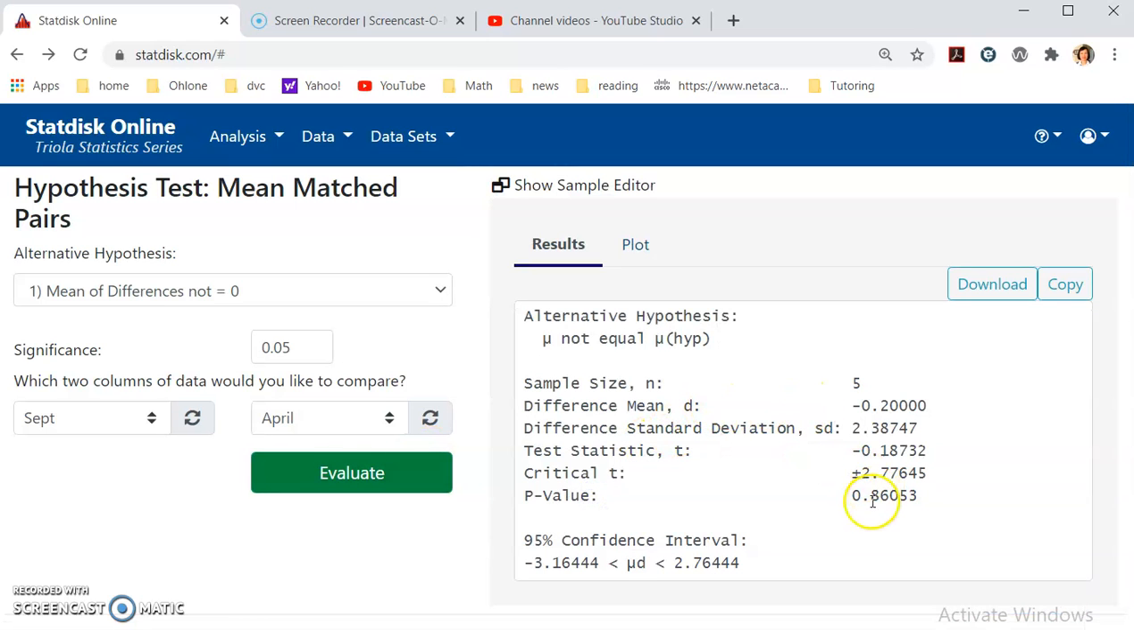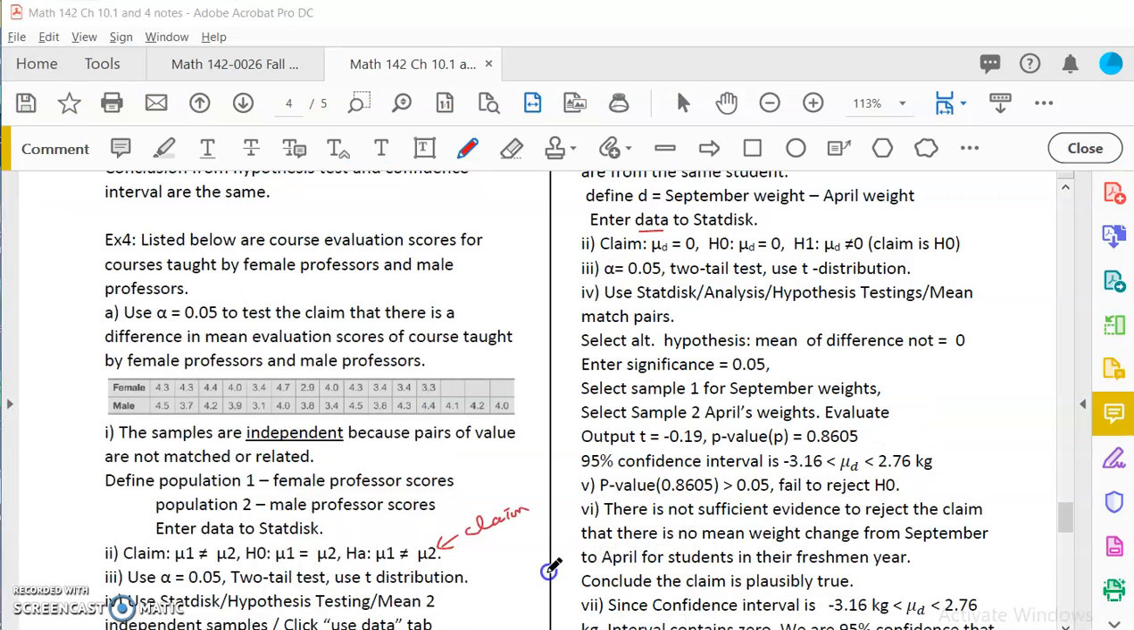So the test statistic should be negative 0.19. The p-value is 0.8605, to four places, and the 95% confidence interval is negative 3.16 to 2.76. So the difference could be as low as negative 3, as high as 2.7, and you can see that 0 is contained. So let's go back to our notes.